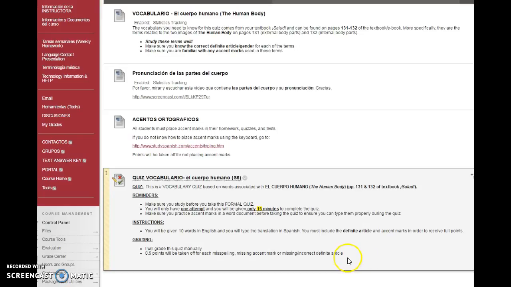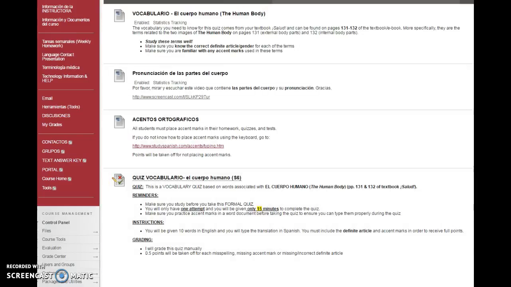And again, I will grade this quiz manually. Now, I know it says here 0.5 points will be taken off for each misspelling accent mark. Honestly, I've been being a little bit more lenient on that, and I've been taking off 0.05 points for those. Okay, so that is the quiz.